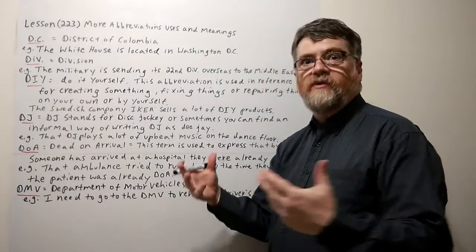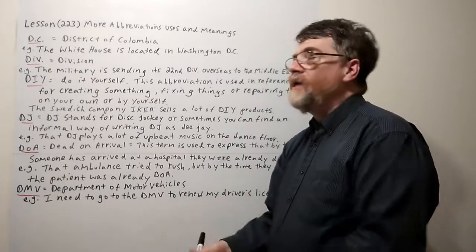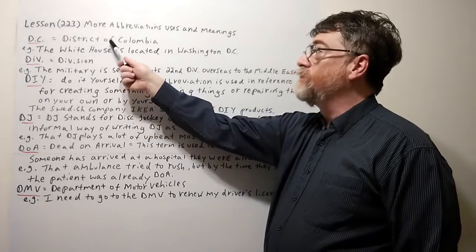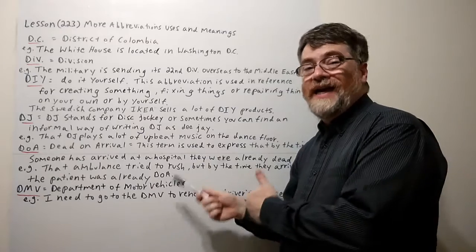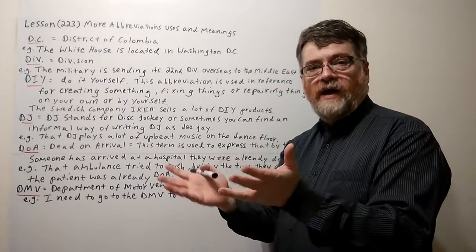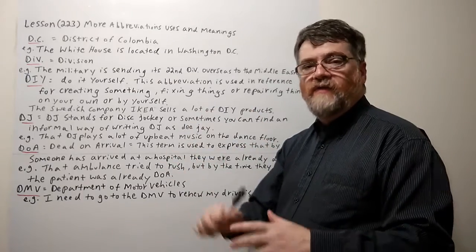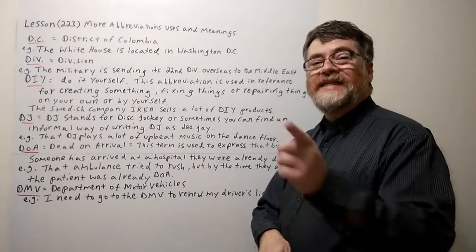D.C. You'll probably mostly come across D.C. with Washington, D.C. Now, D.C. stands for District of Columbia. Washington, D.C. is actually not a state. They originally made it an area that's not a state because they didn't want to give any preference to a state. So that's why it's Washington, D.C.